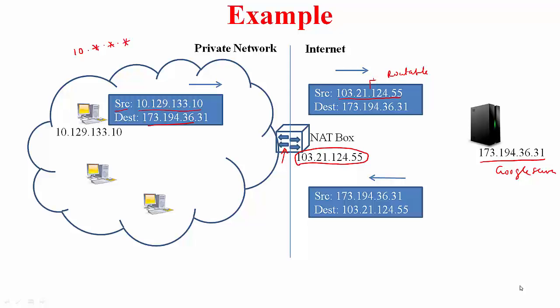Once this packet reaches the server, the server is going to reply with the source as the server's address and the destination corresponding to the NAT box's IP address. So this comes to the NAT box. And now the question is, the NAT box has to send this packet to this particular host. So my question to you is, what state should the NAT box maintain to successfully route this incoming packet to the correct host?